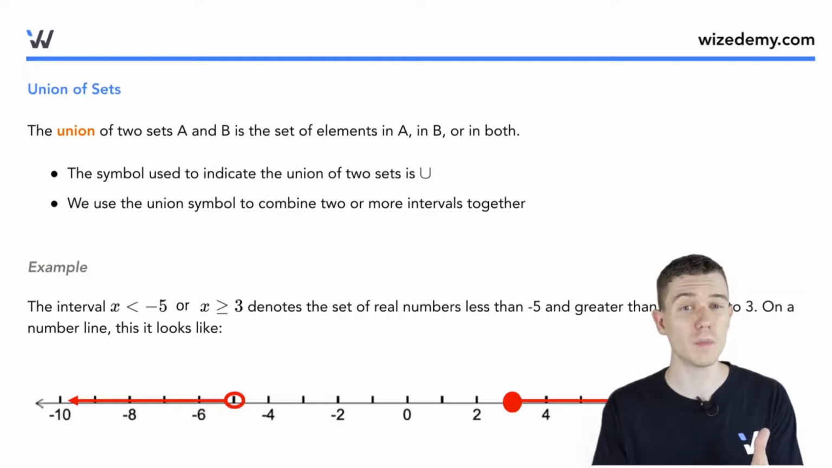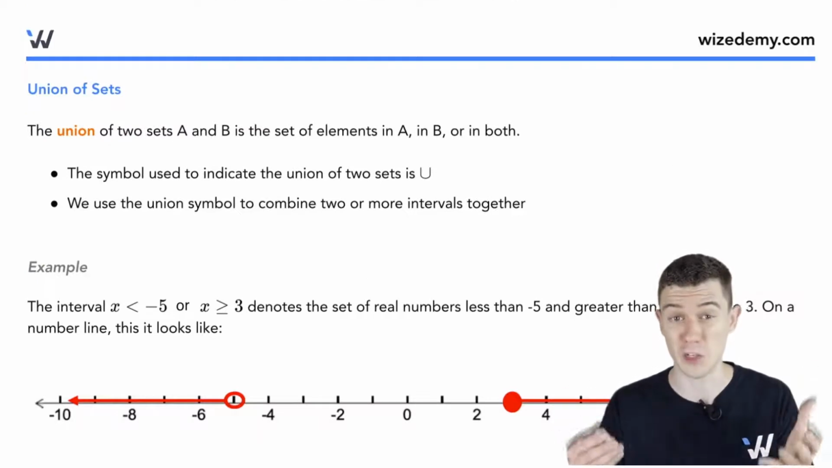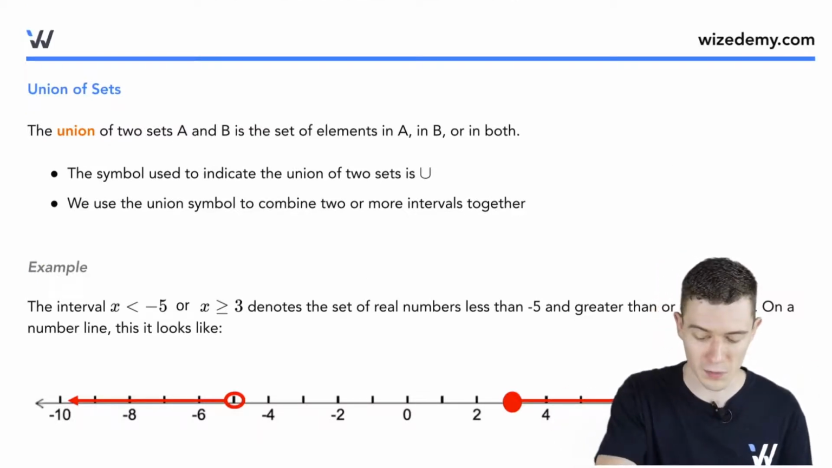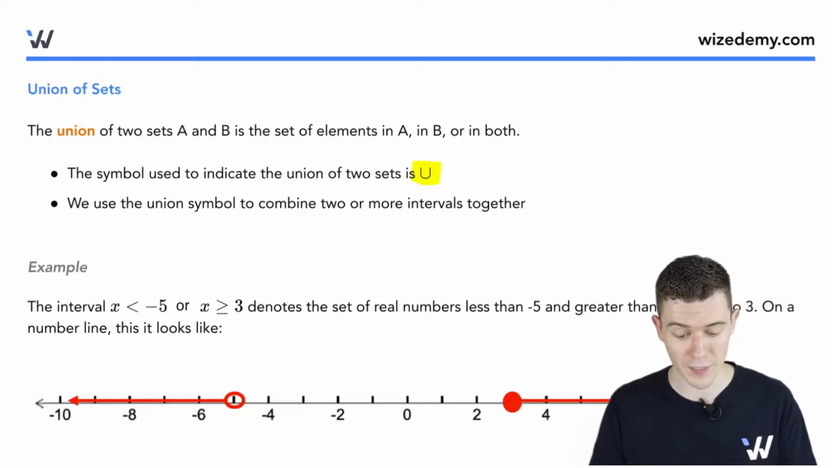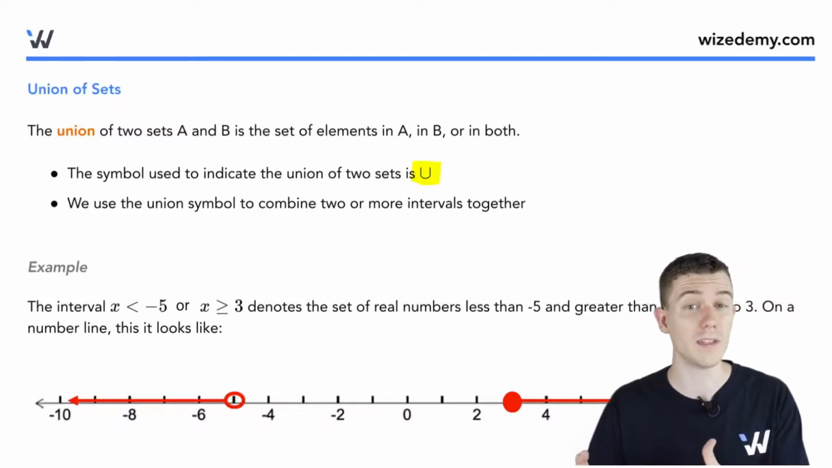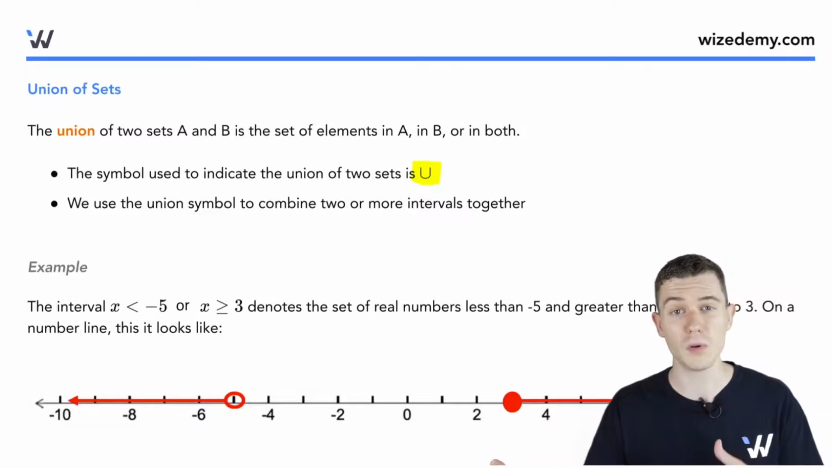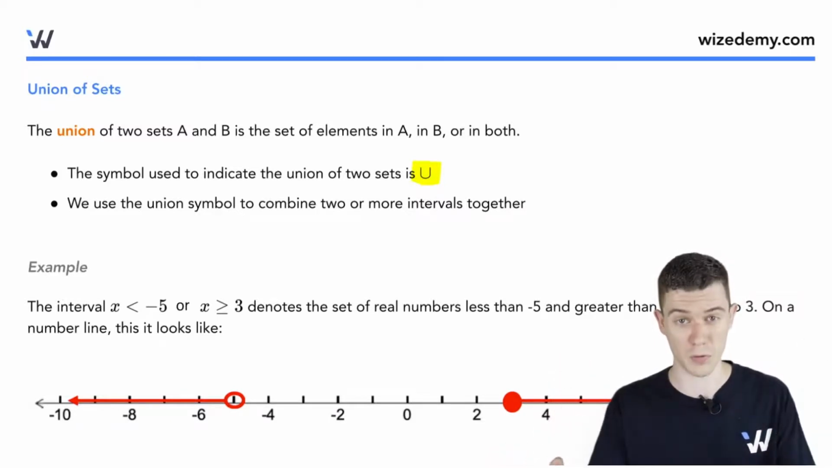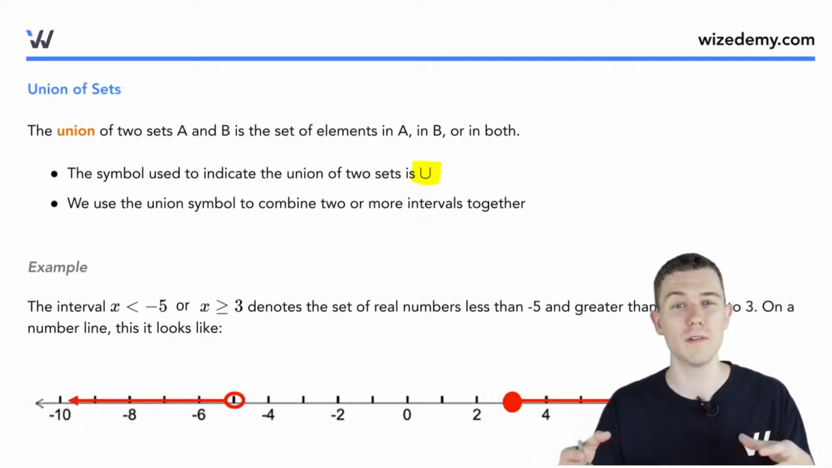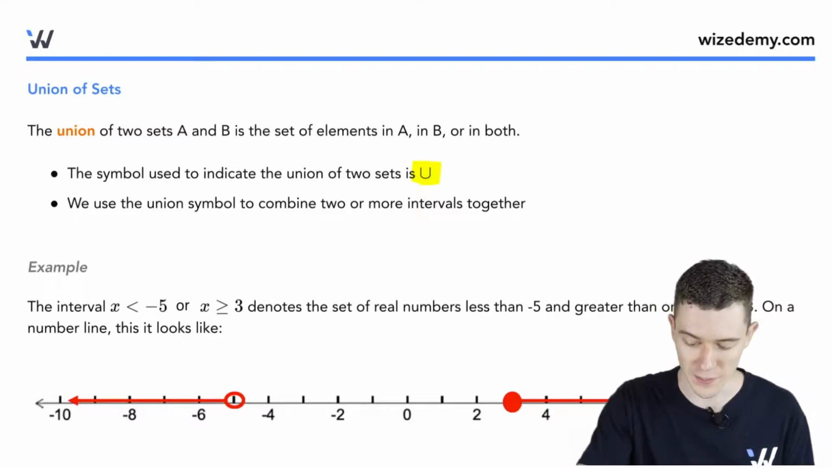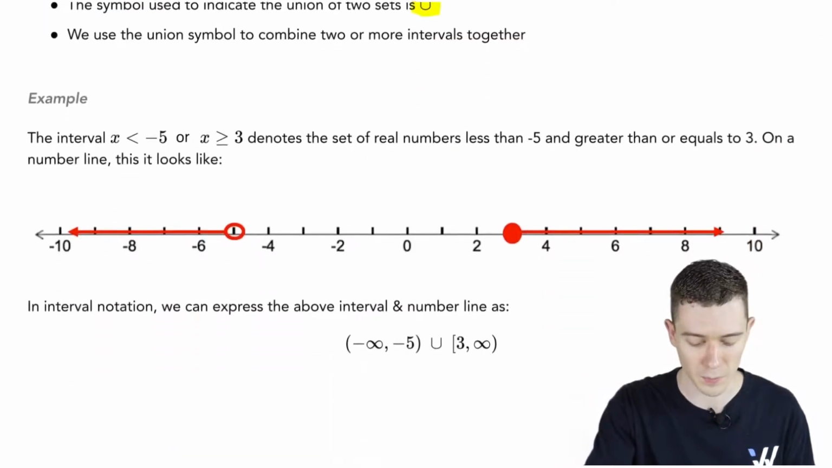We can even group intervals together using this union. This symbol right here, this U, stands for union, and it describes all the elements of an interval that's in one interval, the other interval, or both of them. This is when you want to describe two different intervals together. We use this notation.